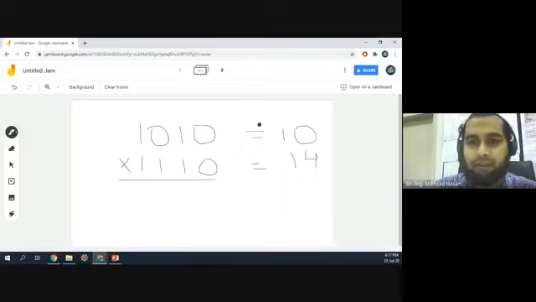Okay, so this is a binary system and this is the decimal system, right? So which one is easier? When you're talking about the binary system, you have to do four operations because there are 4 bits here, right? So there are 4 bits here and you have to multiply each bit with the whole multiplicand, right?